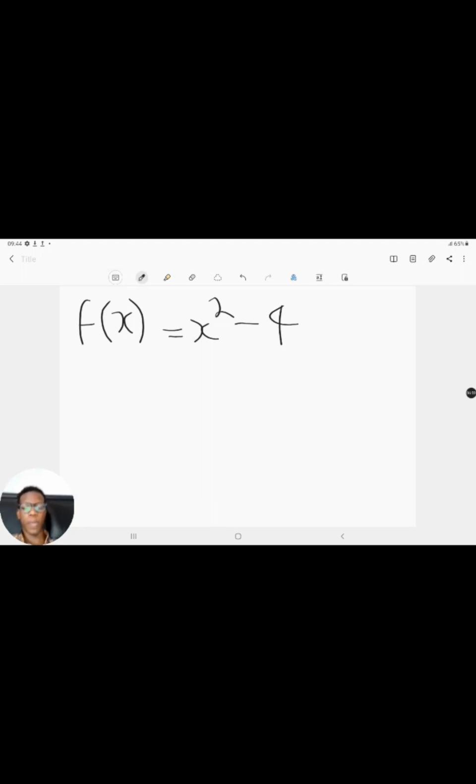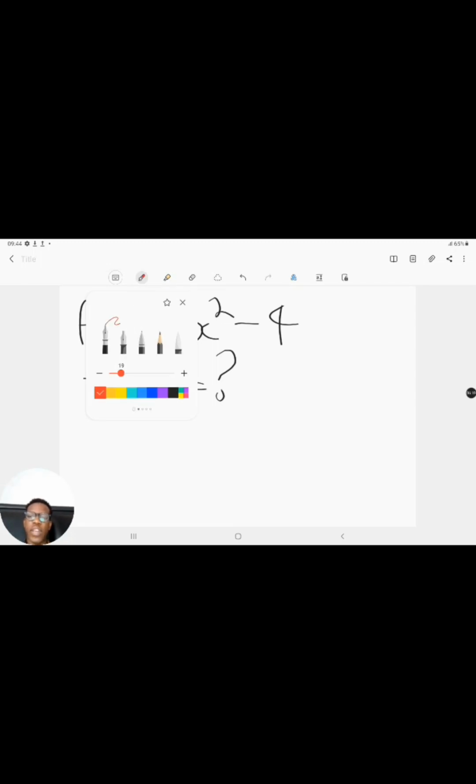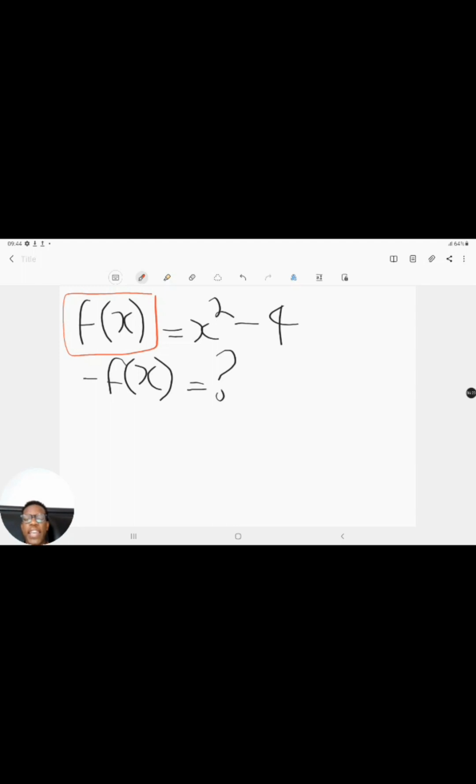It's x squared minus 4. Now, what if I said to you, what does minus f of x look like? What is this saying to you? Well, this is saying, I want you to take f of x and multiply everything that f of x is made up of by a negative.